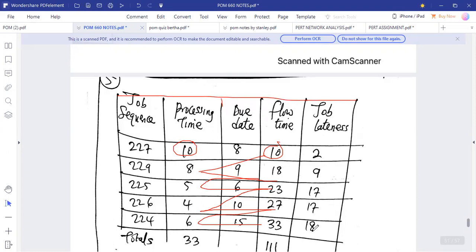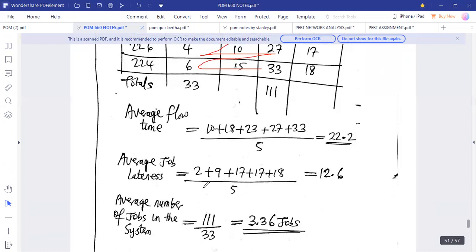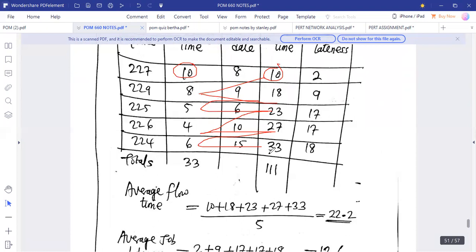Then we can evaluate the table when finding the average flow time, regardless, like I mentioned, of the sequencing rule. We actually find the three criteria that we use: the average flow time, the average job lateness, and the average number of jobs in the system. So we are getting 22.2, 12.6, just from the information. Then total flow time over the processing time. So this is how we get that one.